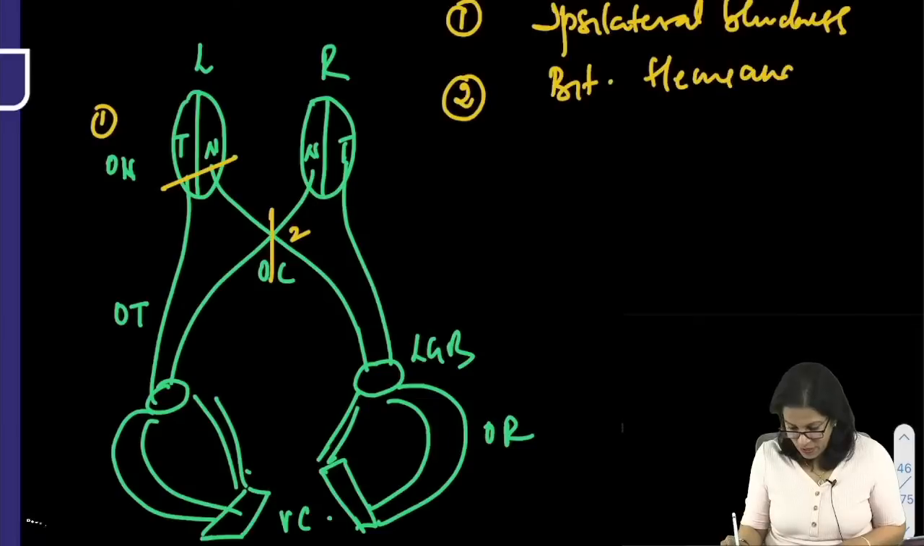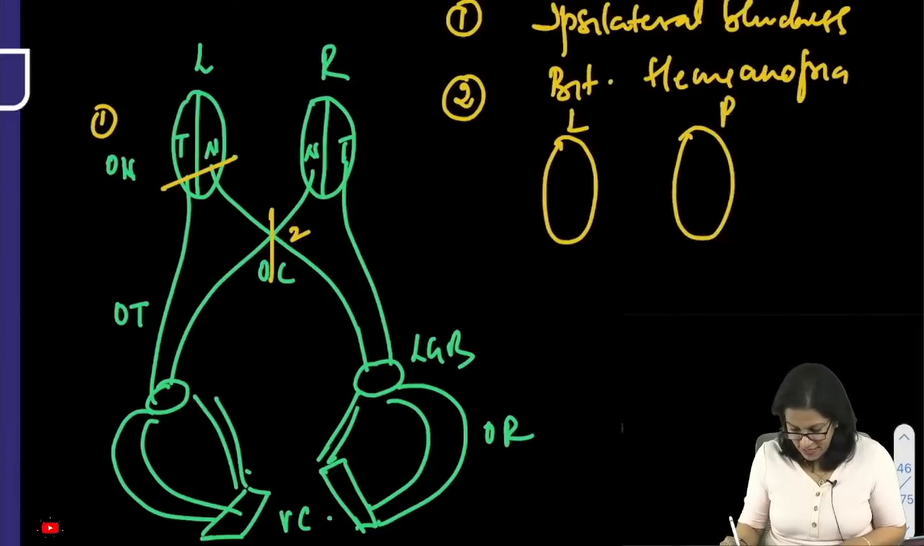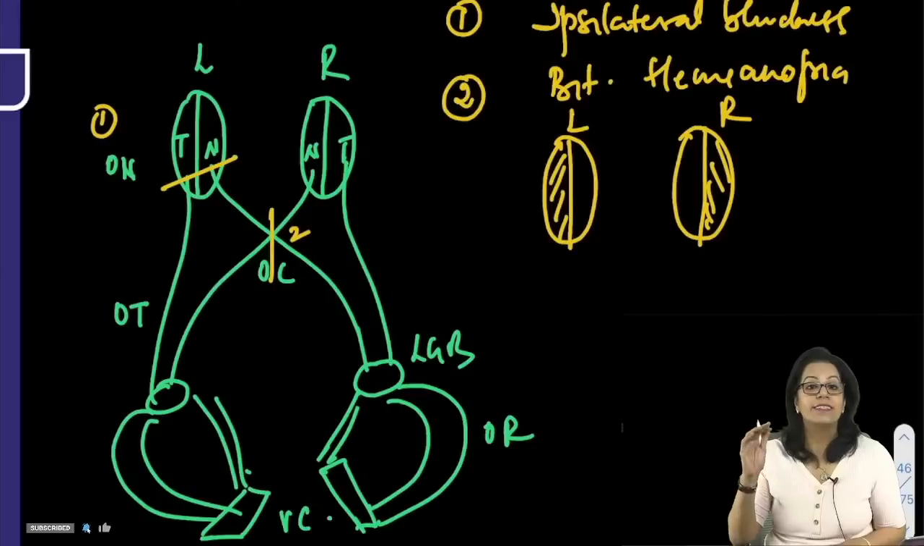You all know that, so I am going quickly. So how do you draw bitemporal? This is the left eye field, this is the right eye field, right? Bitemporal means both side temporal is gone. Please, the shaded part is the gone part.